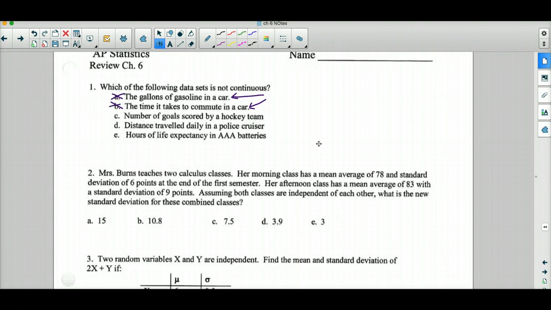How about the number of goals scored? That's discrete. This is discrete data. So this is the data that is not continuous because it is discrete.